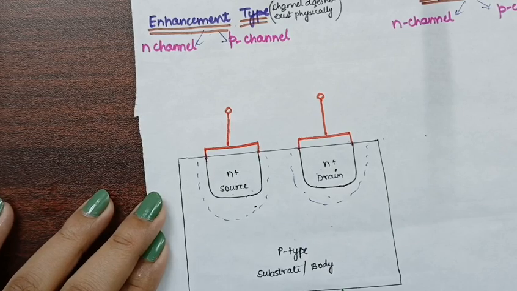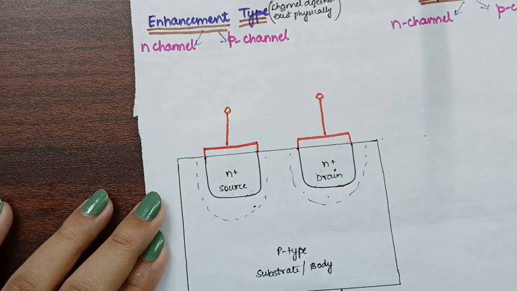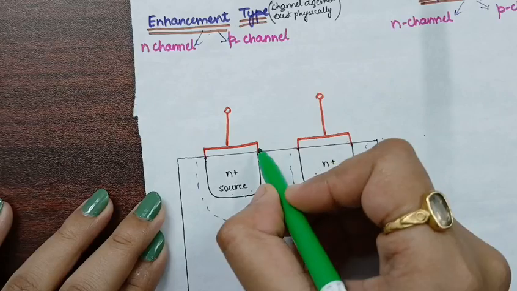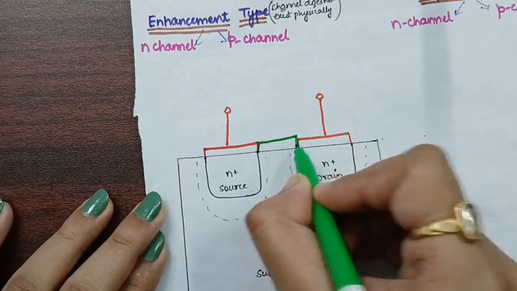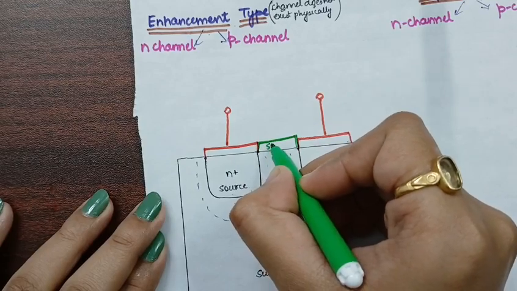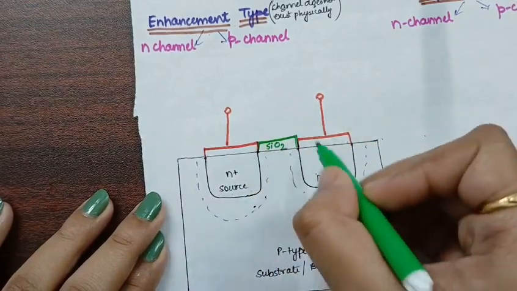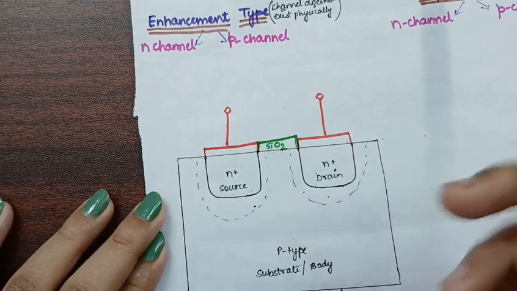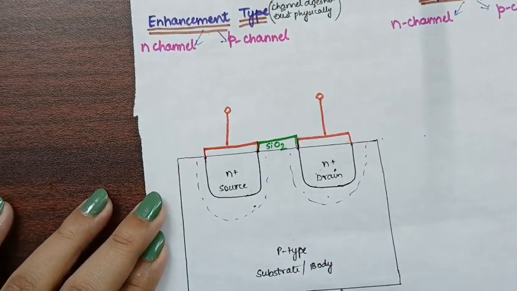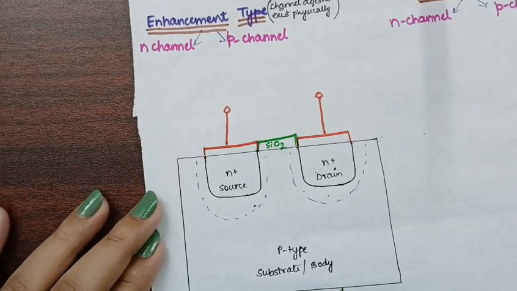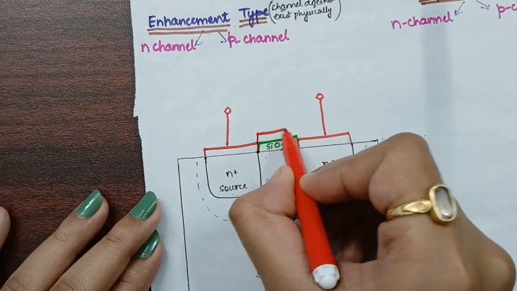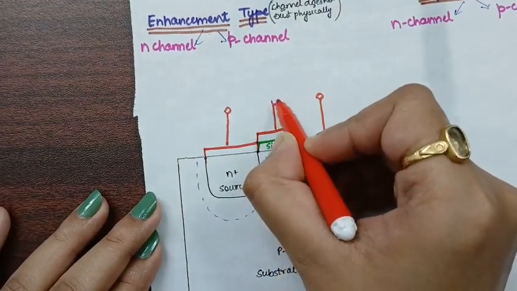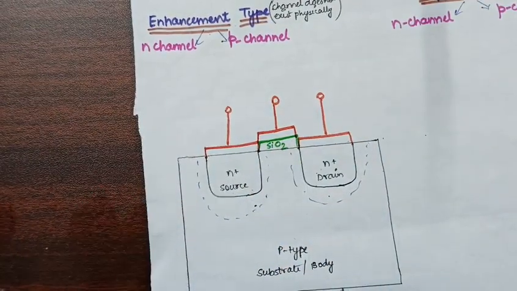Now between the source and the drain terminal, there is a thin layer of silicon dioxide attached to it. So this is SiO2. It is silicon dioxide, and it acts as an insulator. Now in terms of a capacitor, it acts as a dielectric material. Now above it, there is again a metal contact attached. Is it clear?